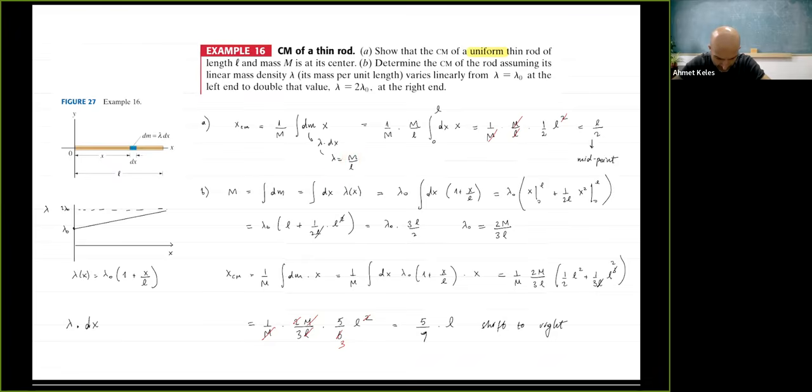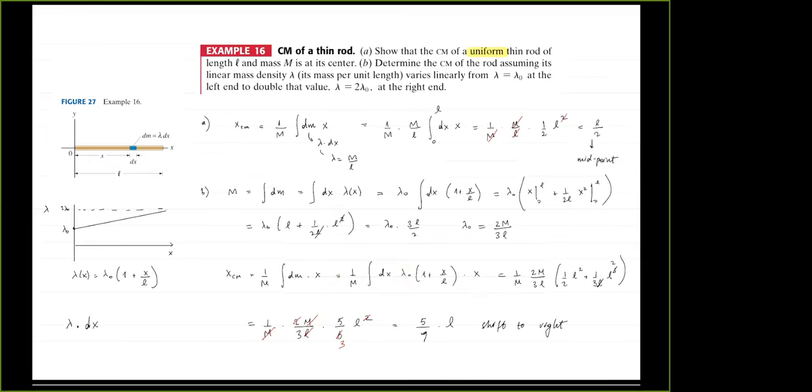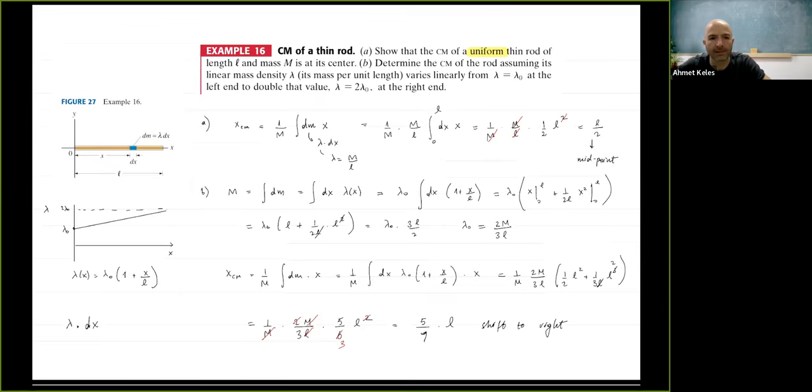I did exactly the same thing for part B. The dm is equal to dx times the density at that point. And now the density at that point was determined with this equation. And I found lambda 0 here. Here, the same trick, dm is equal to this infinitesimal length times the density, but the density is this lambda 0 times 1 plus x over L, and this x is this x. Is that clear? So lambda is m divided by L everywhere, right? Yes. Okay.